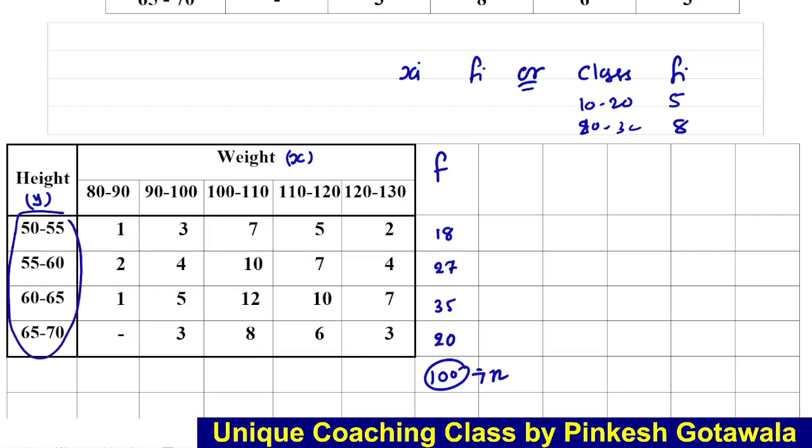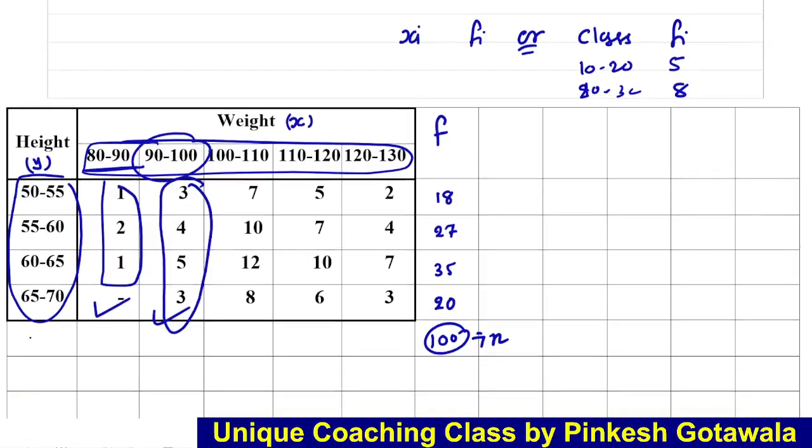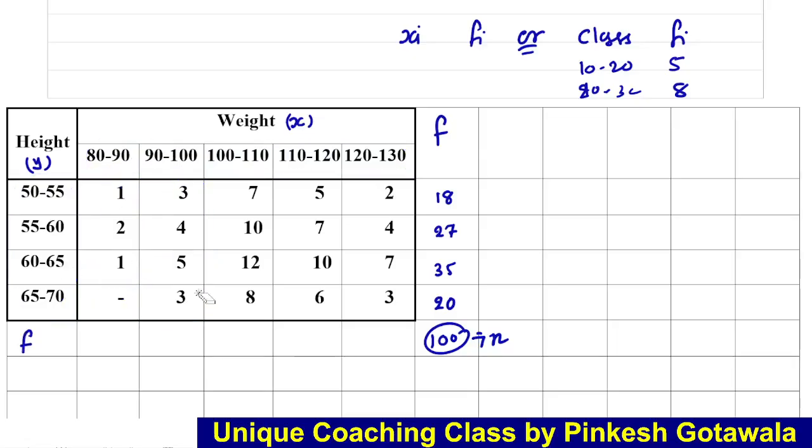But here we have one more class for this x. So we will also want its frequency. What will be the frequency of 80 to 90? We have to total this. This is the frequency of 80 to 90. For 90 to 100, we have to total this. It is the frequency of 90 to 100. So here we prepare a column of frequency on this side also.